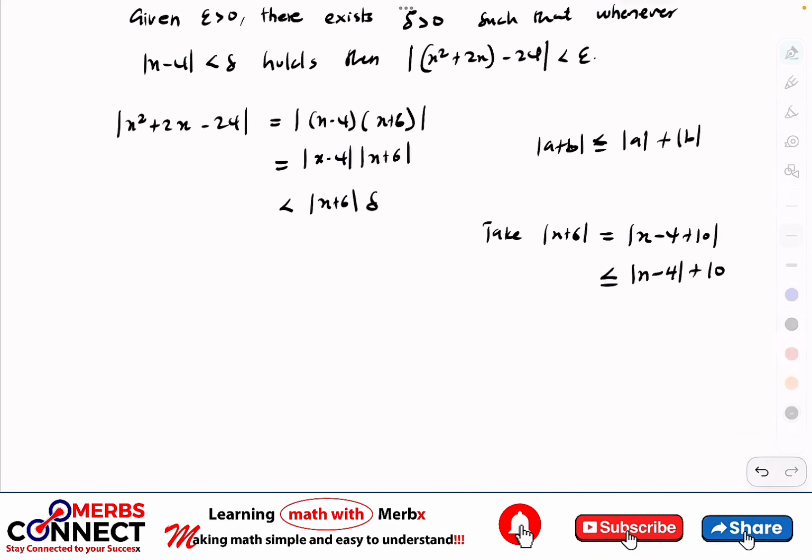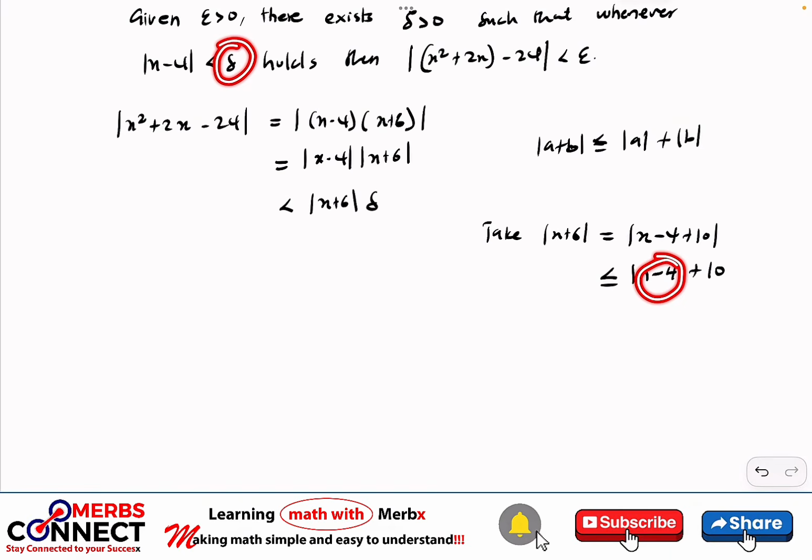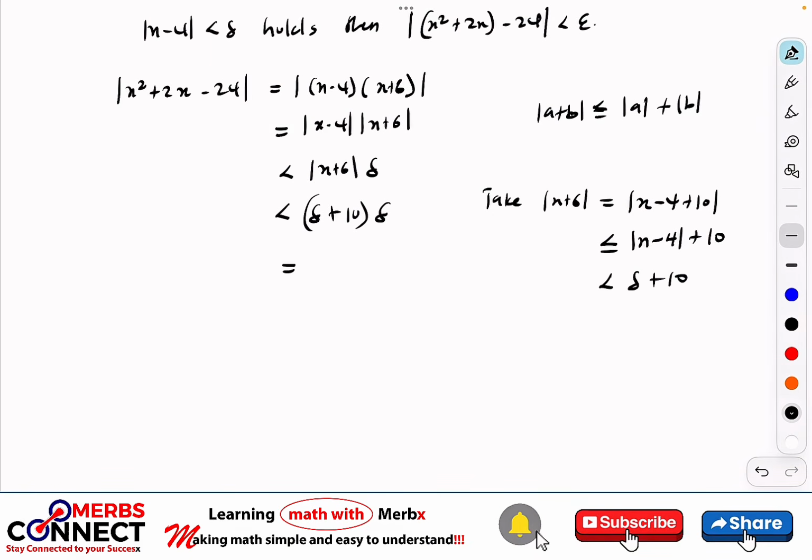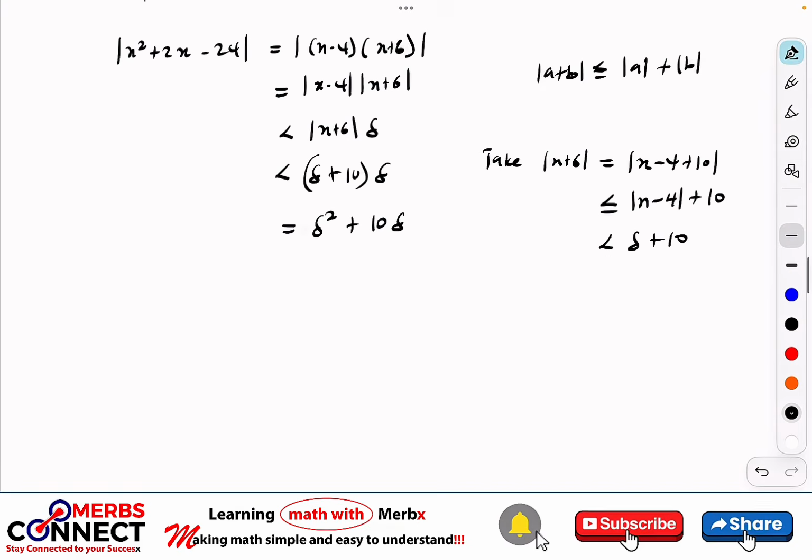Great. Now we know that this is now less than delta. So we are going to have less than delta plus 10. Then we come and just plug it in here. So this is going to be less than delta plus 10 times delta, and we can expand this and have equal to, delta squared plus 10 delta, and then we now can choose.